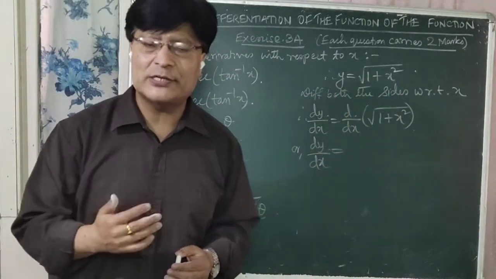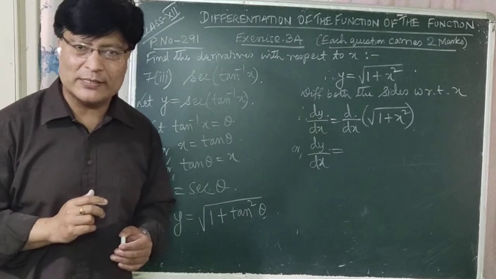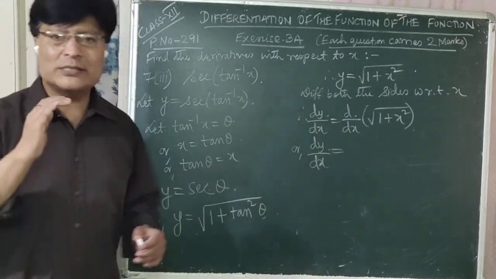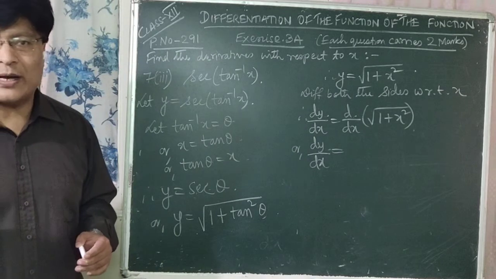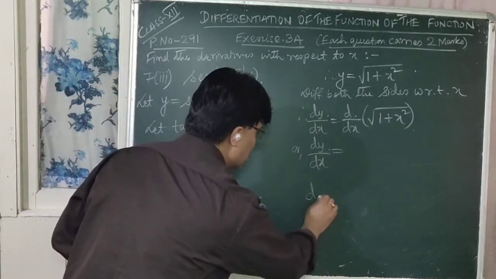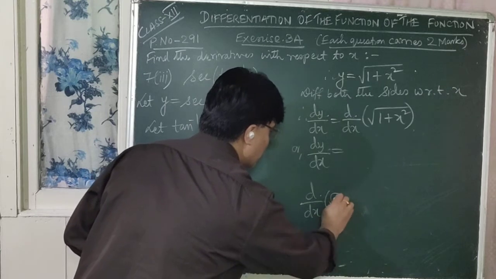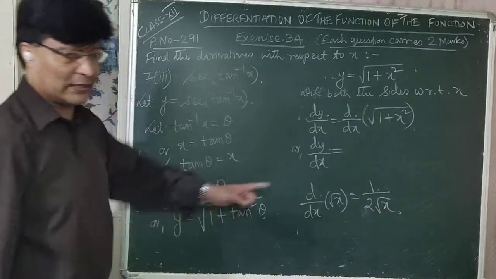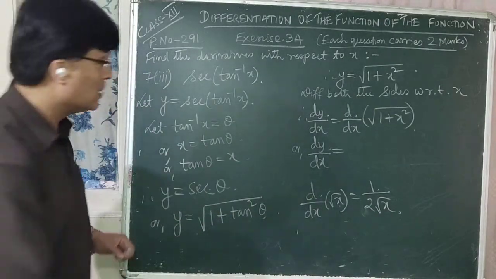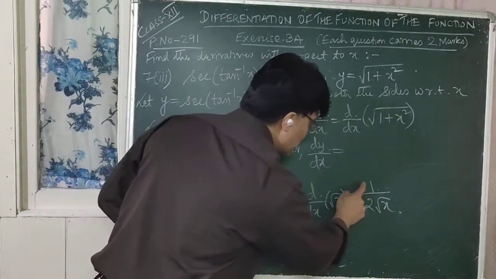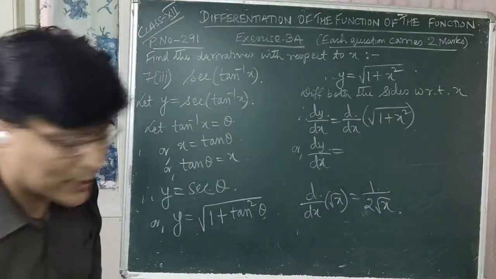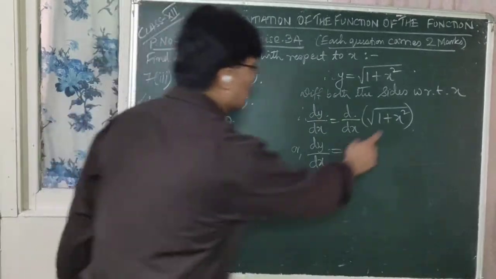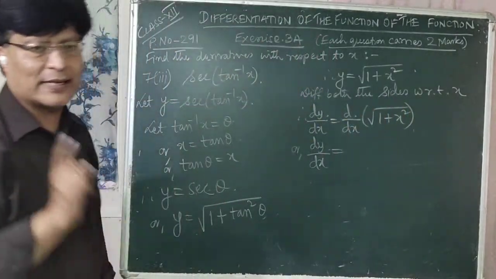You know the differentiation of root over x with respect to x, isn't it? You did it in class 11, I think. So what is dy by dx of root over x? It is 1 by 2 root over x. You know this formula, isn't it? That is dy by dx of root over x is equal to 1 by 2 root over x. You should know this formula. Okay. So now, in this particular problem, which function is taken as x?